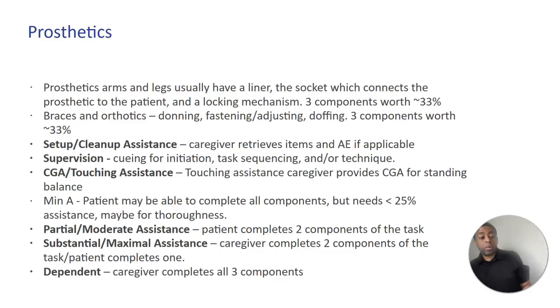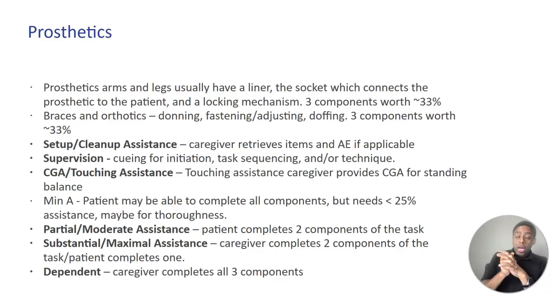Now, the prosthetic component or donning prosthetics involves the liner, right? Donning the liner. So prosthetics has a liner, a socket, and a locking mechanism. That's pretty much what the traditional prosthetics for the arms and the legs have.